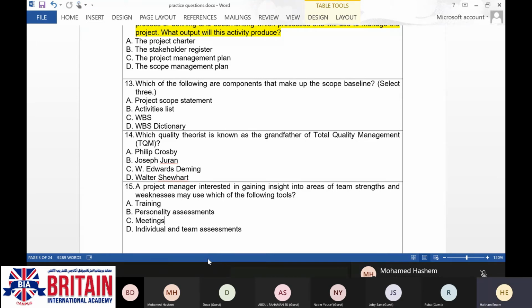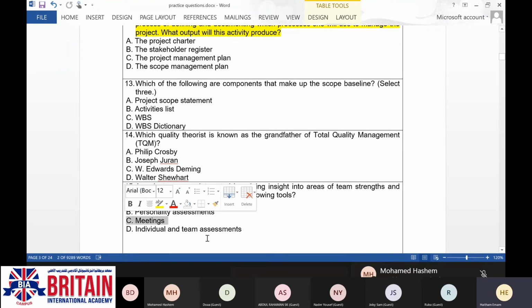When it comes to training, if you pick the answer of training, it will come for sure after the assessment, because you need to understand what the gap is and how to close it. We are talking about a manager who would like to know the team's strength and weakness, so he's still in the assessment stage. He cannot define the training requirements. So that is the first point.